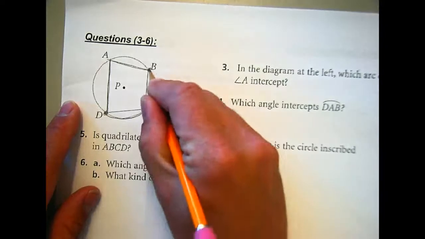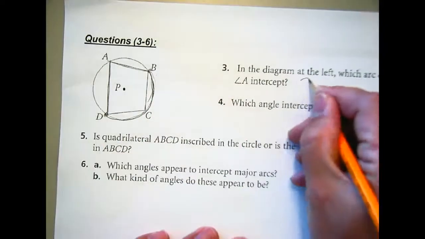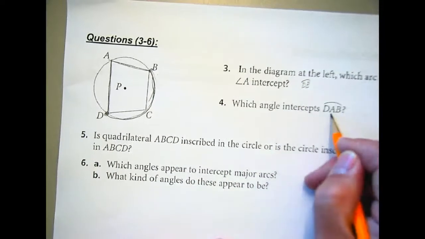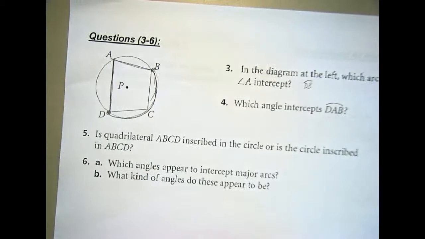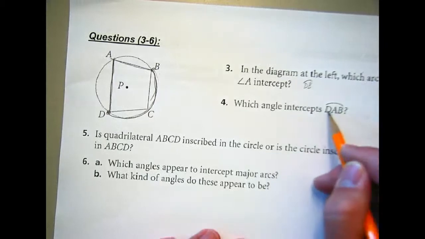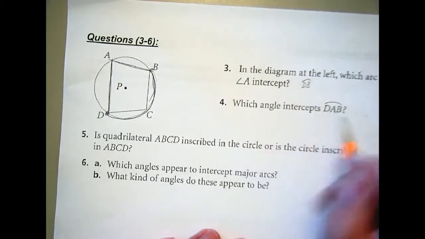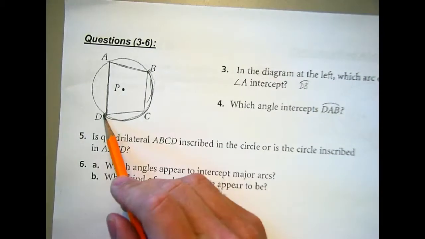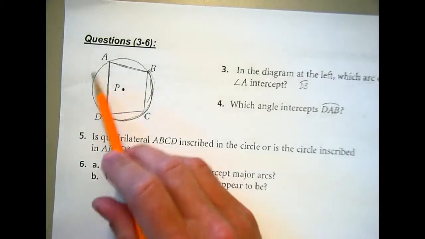You don't have to put the C. You just say DB. Okay? Remember, DAB would be like a major arc, right? If there are 2 points, then it's a minor arc. If there are 3 points, then it's a major arc. Which angle intercepts arc DAB? Eli, what do you think?